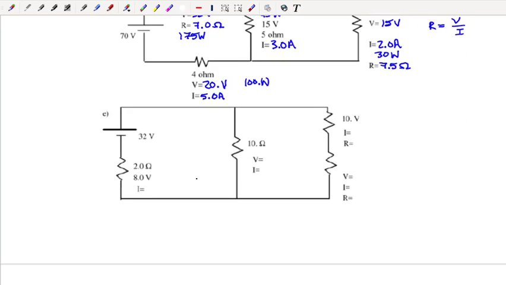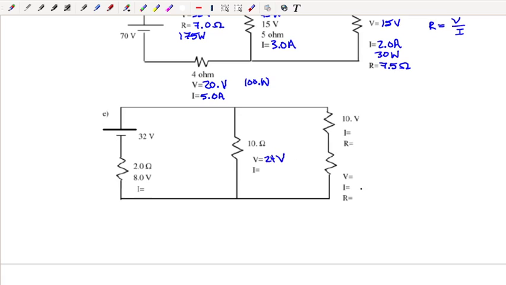Let's take a look at letter E. Starting out with 32 volts. Don't know how much I lose here, but I lose 8 here, and I need to have 0 by the time I get back to here. So 32 minus 8 means I've got to have 24 volts lost here.